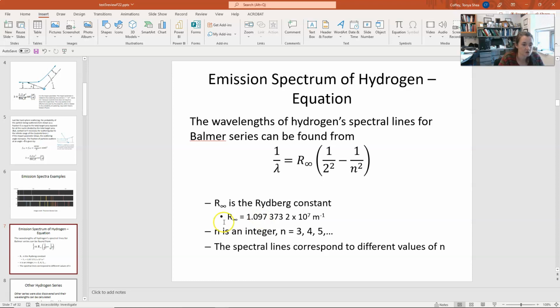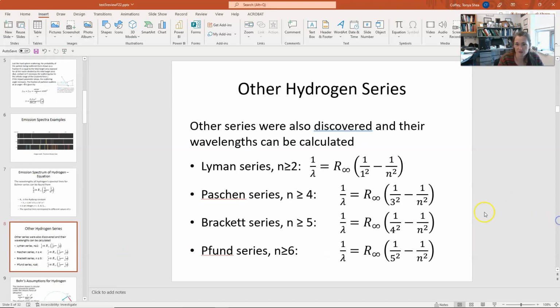Okay? So there was this for the visible light spectrum, and then of course there were corresponding equations that had a similar form for the ultraviolet, which was the Lyman series, and the infrared series, which is the Paschen, the Brackett, and the Pfund. Okay?